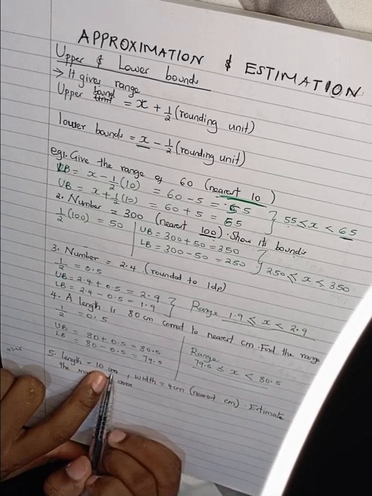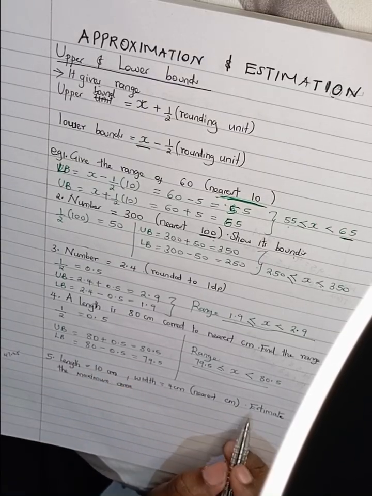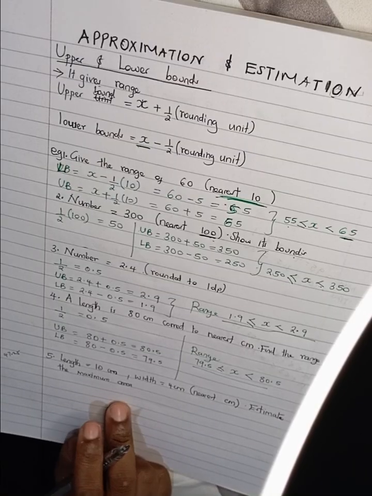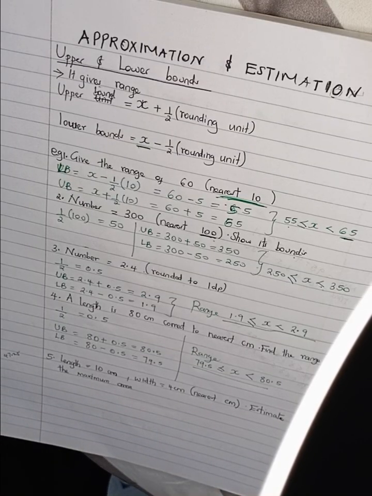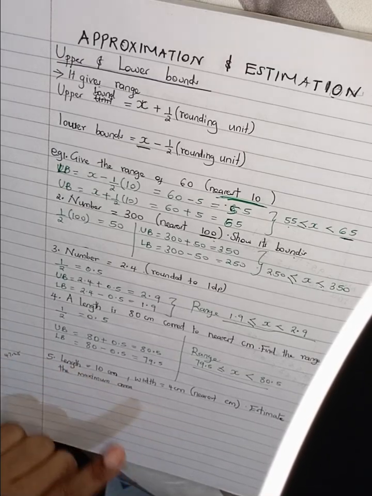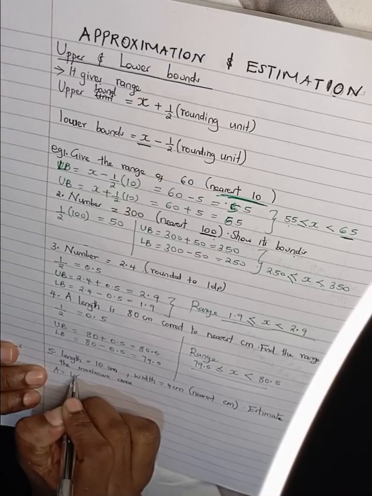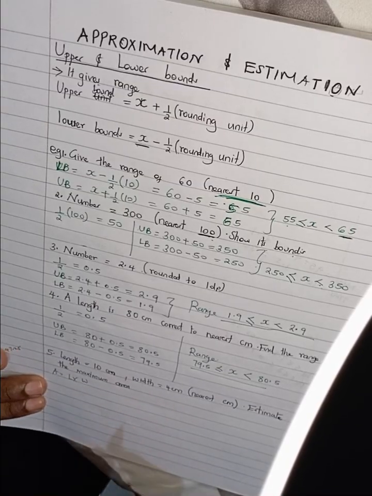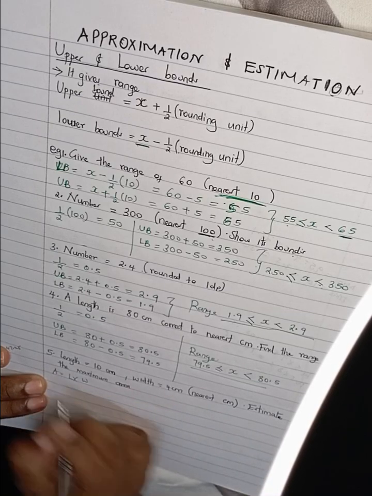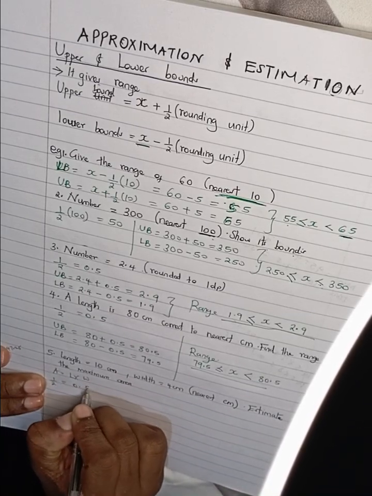We are given a length of 10 centimeters and a width of 4 centimeters, to the nearest centimeter. Estimate the maximum area. For us to get the maximum area, remember to find the bounds of the length and width first before multiplying. As long as we know area equals length times width, and the rounding unit is 1, half of 1 is equal to 0.5.